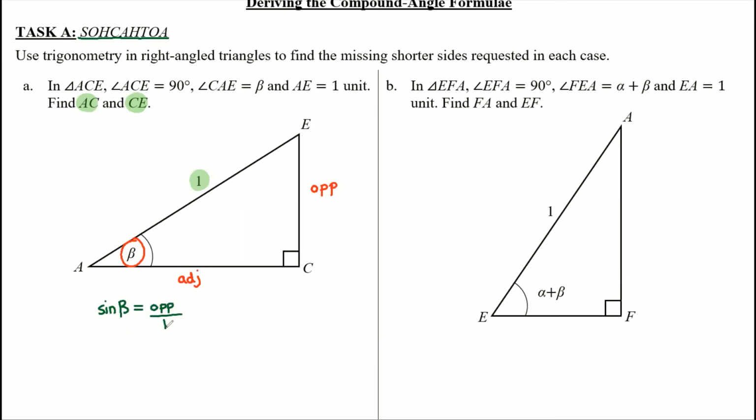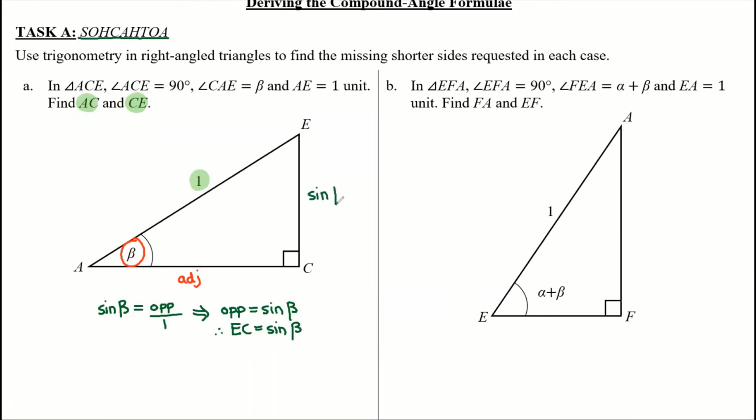So we now know that the opposite side is just going to be sine beta. Okay. All right. Now, that means that the opposite side, which is EC, is sine beta. And if you haven't done so, what I would recommend you do is you label that side. So this is sine beta.